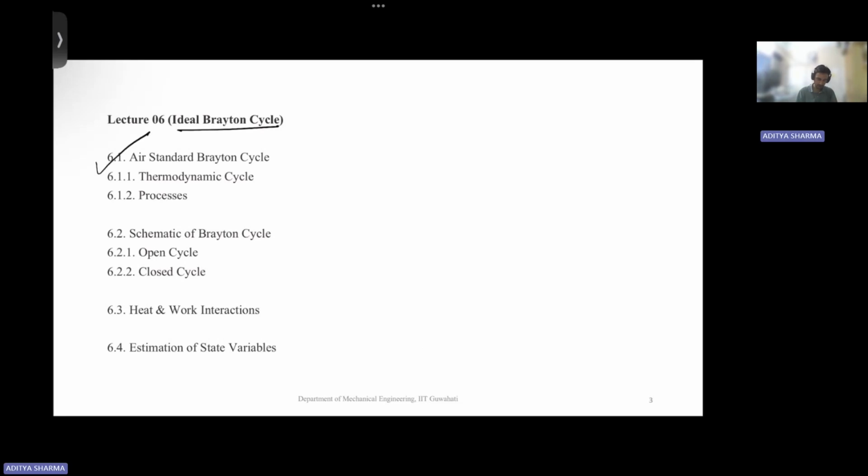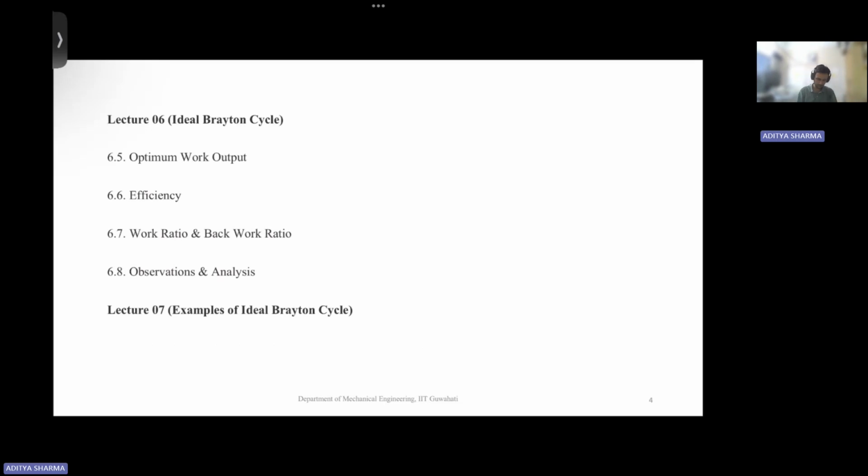Ideal Brayton cycle. The first topic is your air standard Brayton cycle, the processes involved in it, and the schematic of your Brayton cycle when your cycle is open and when your cycle is closed. We have discussed what is open and what is closed. Okay. Then heat and work interactions, this is important, and the estimation of state variables. These two topics are very, very important.